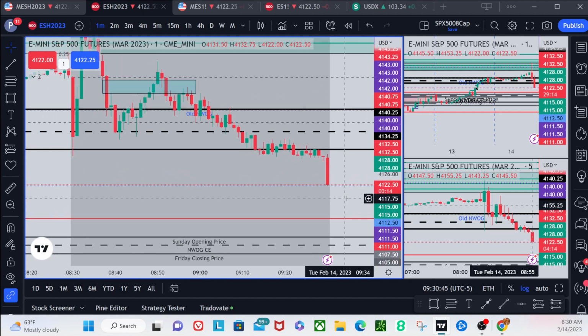All right, so we have consequent encroachment. It's breached that on ES. So watch the low end of that shaded area, 41.22 and a quarter. You want to see it through that. Opening bell's ringing. Look at that. Screenshot that, okay? Screenshot that for your ES.